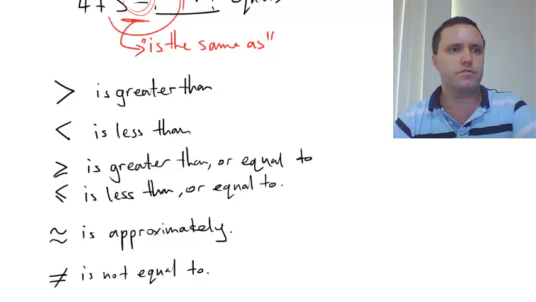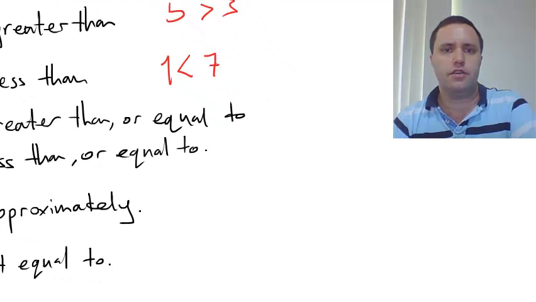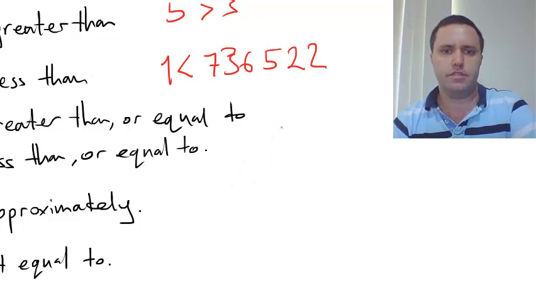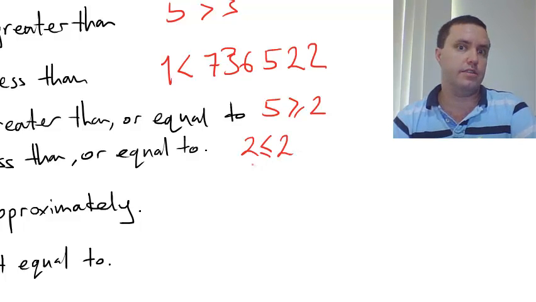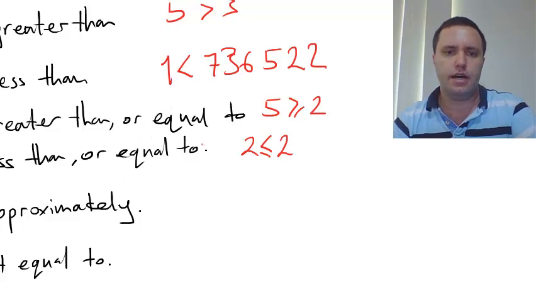Right, just some quick examples of seeing how these might be used. So 5 is greater than 3. Okay, 1 is less than 736,522. Let's see. 5 is also greater than or equal to 2. 2 is less than or equal to 2. Okay. Which seems a bit weird to write, but I just wanted to show you how those symbols can be used. Let's look at this approximately.